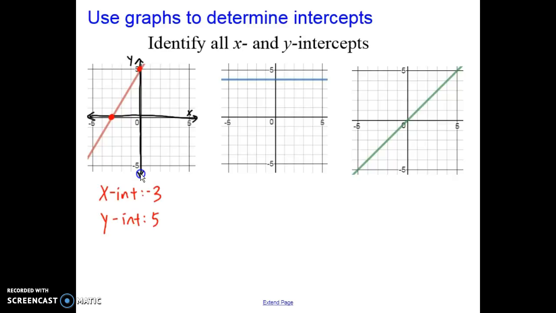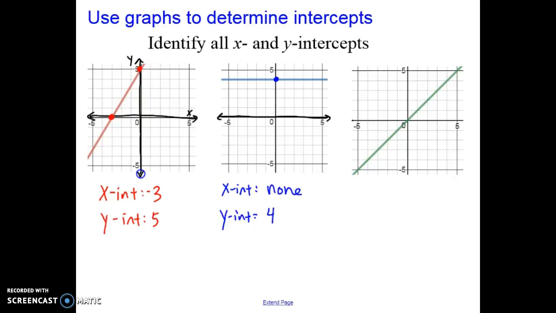Now this one right here, where does it intersect the x-axis? There's the x-axis, and you can see that this blue line here will never intersect the x-axis. So it does not have any x-intercepts. Y-intercepts, though, it intercepts the y-axis right there at 4. So it does have a y-intercept at 4.